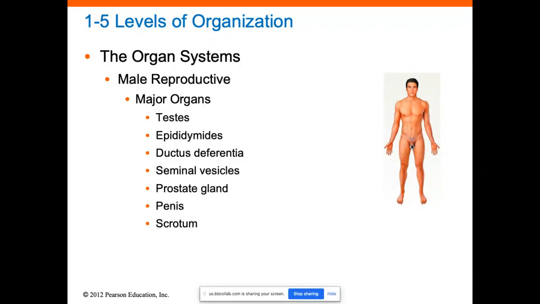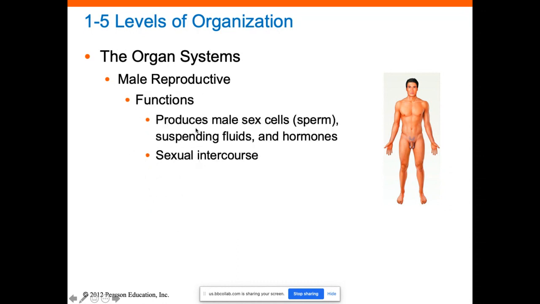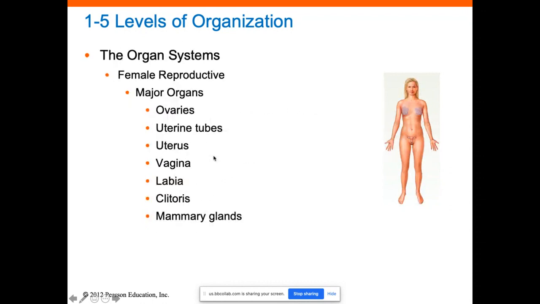The male reproductive system, you'll be hearing about these. I believe it is the 4th week. Testes, epididymis, the ductus deferens, aka vas deferens. When a male gets a vasectomy, it's the vas deferens that's being clipped. There's the seminal vesicle, prostate gland, penis, and scrotum. The main function is to produce sperm and hormones like testosterone, as well as sexual intercourse.